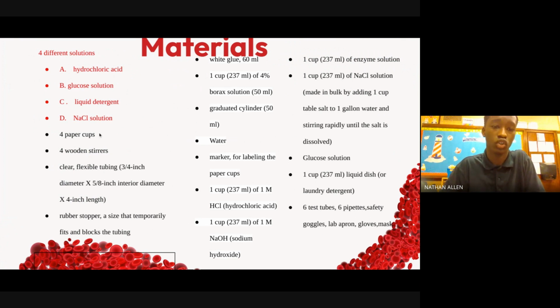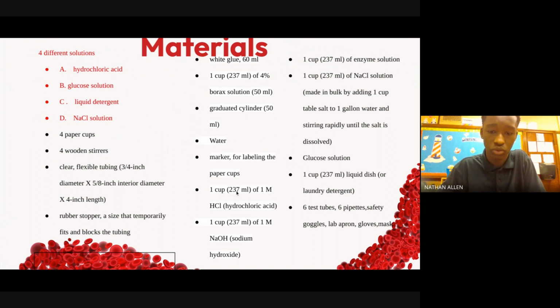I also used 4 paper cups, 4 wooden stirrers, clear flexible tubing with the measurements of 3/4 inch diameter, a 5/8 inch interior diameter, and a 4 inch length. I also used a rubber stopper, a size that temporarily fits and blocks the tubing. I used white glue, 660 milliliters. I used 1 cup of 237 milliliters of 4% borax solution. I used a graduated cylinder. I used water. I used a marker for labeling the paper cups.